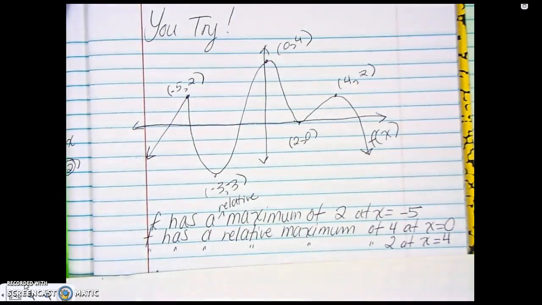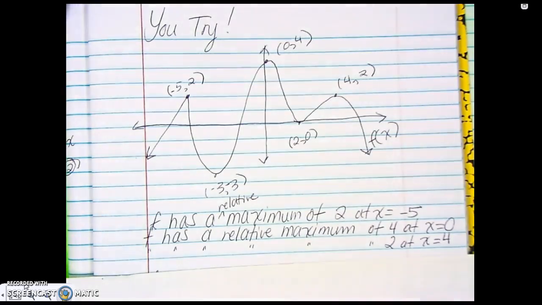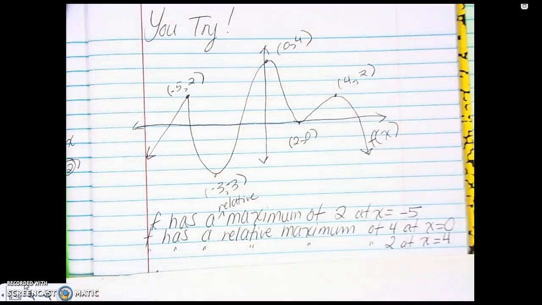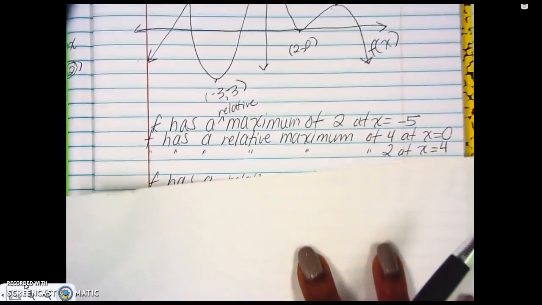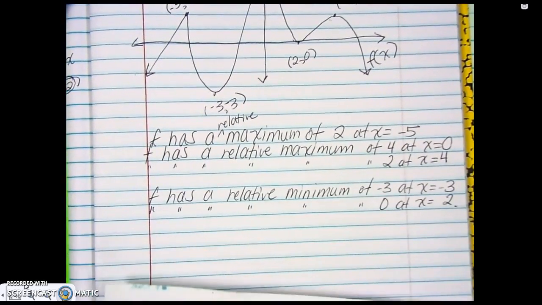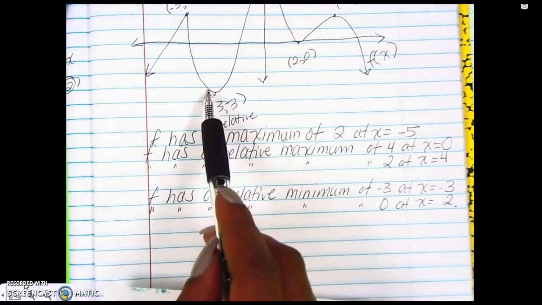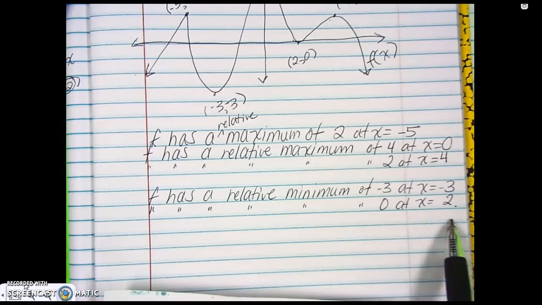Then f has a relative maximum of 4 at x equals 0. That one. Then f has a relative maximum of 2 at x equals 4. That would be this one. Alright, and then the relative minimum, f has a relative minimum of negative 3 at x equals negative 3. Right here. And then f has a relative minimum of 0 at x equals 2.